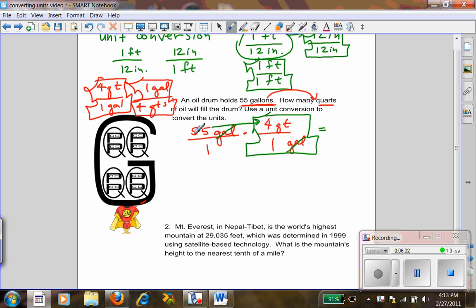So 55 times 4 quarts will give me what? 220 quarts. 220 quarts over 1 times 1, which is 1. So this is 220 quarts over 1. That's just 220 quarts, which is our answer. So 55 gallons is equal to 220 quarts. And that's all there is to it.